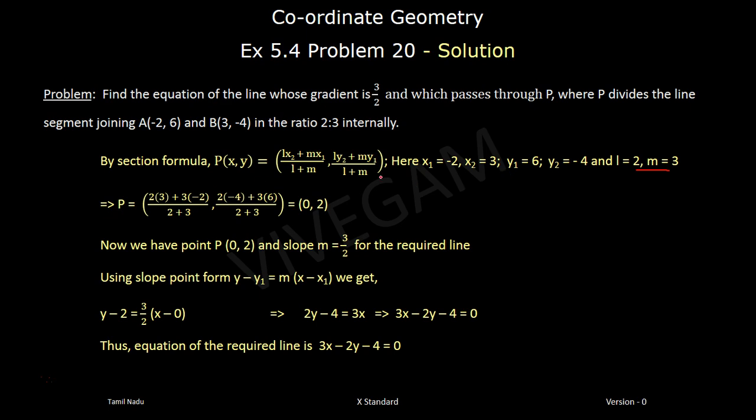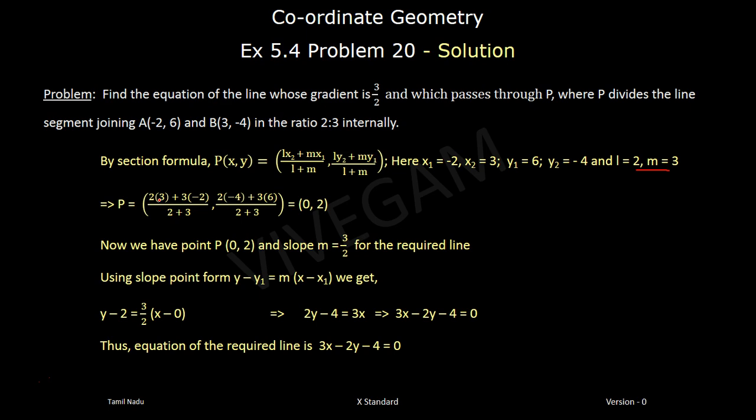What is this? L into x2, so 2 into 3. So it's written 2 into 3, plus m x1, 3 into -2, divided by L plus m, 2 plus 3. The same goes for y. So L into y2, that is 2 into -4, plus m into y1, 3 into 6, divided by L plus m.